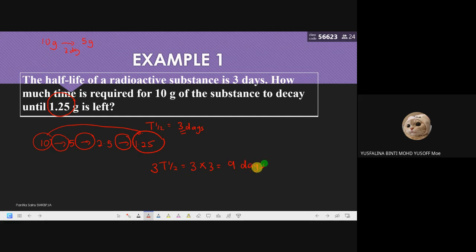So what does 9 days mean? It means that if the initial mass is 10 gram, it will take 9 days to go from 10 gram to 1.25 gram left. You have to remember that every time the radioactive reaction occurs, the mass will decrease. All right, so that is example 1.